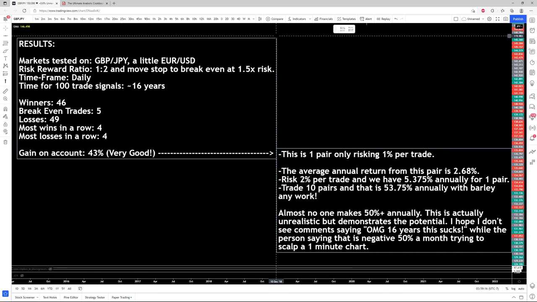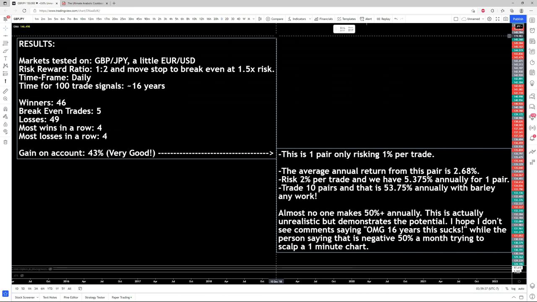The markets tested here were pound against the Japanese yen and just a tiny bit on euro against the US dollar, just because I ran out of price data. The risk reward ratio used was 1-2, where the stop was moved to break even at 1.5 times the risk. The time frame tested on was daily, and it took 100 signals, 16 years of price data.